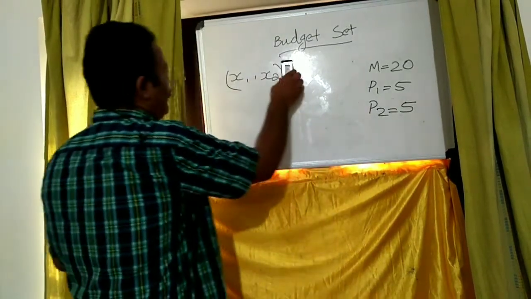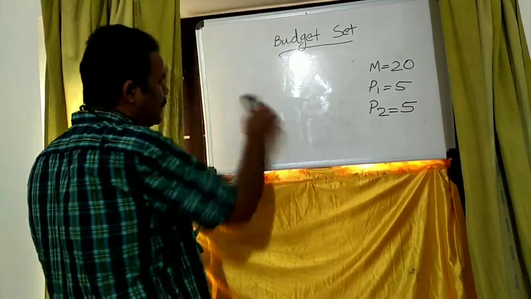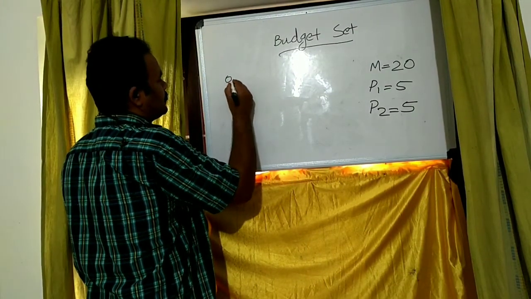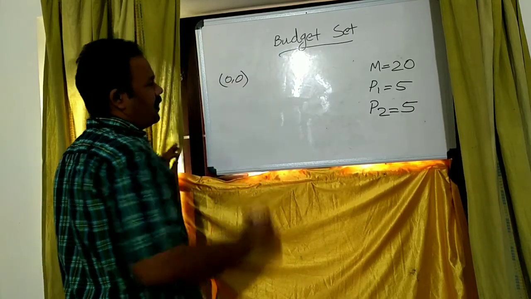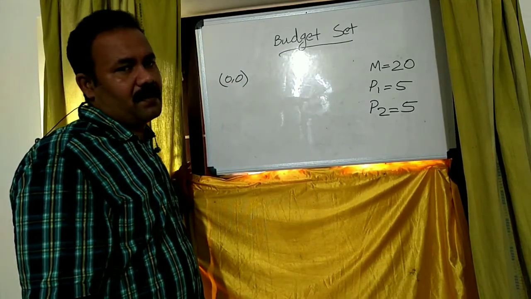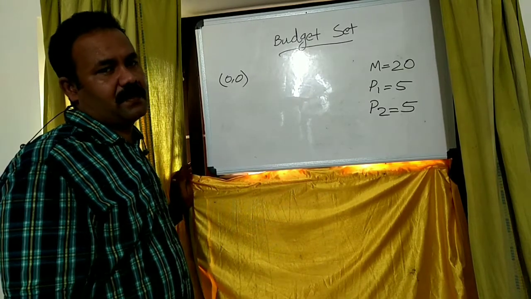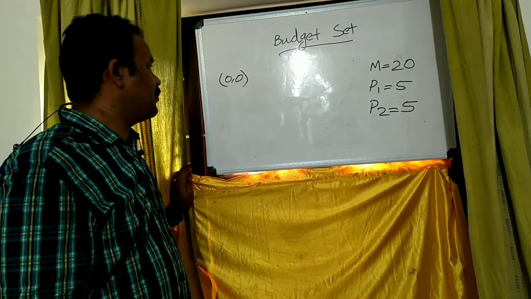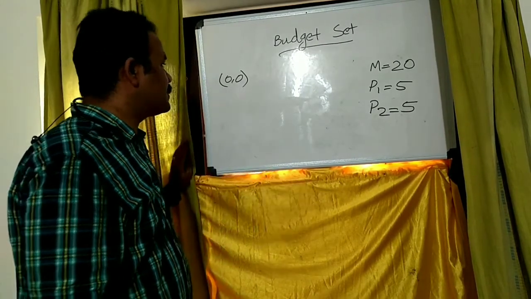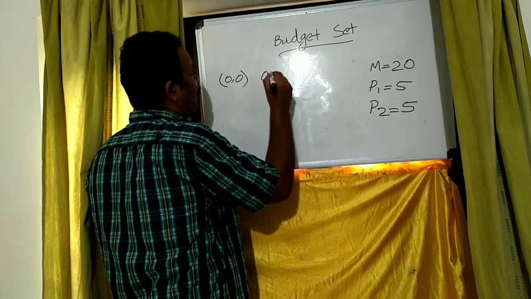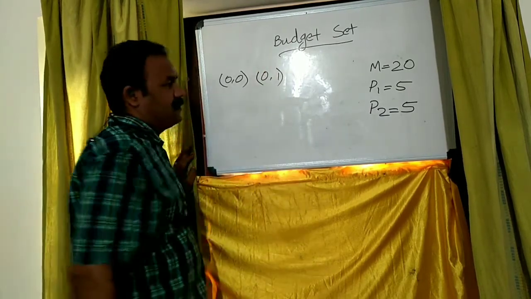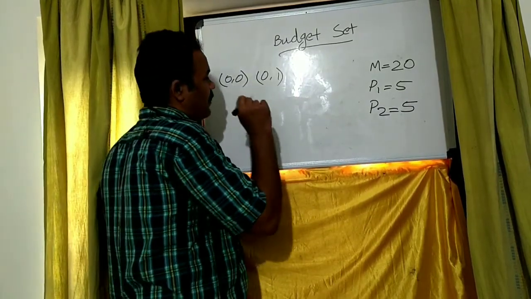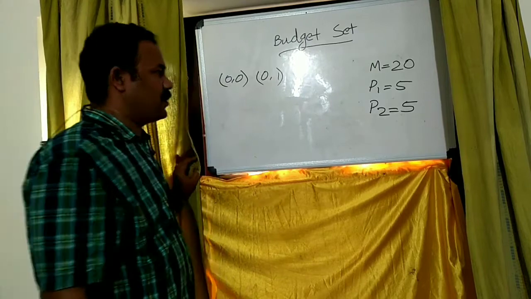Then we can write here consumer bundles or budget set. First 0, 0. Why? Here the consumer is not purchasing any commodity. So here the bundle is 0, 0. Next is 0, 1. Then the consumer is not purchasing the first commodity. She is purchasing only 1 unit of the second commodity.